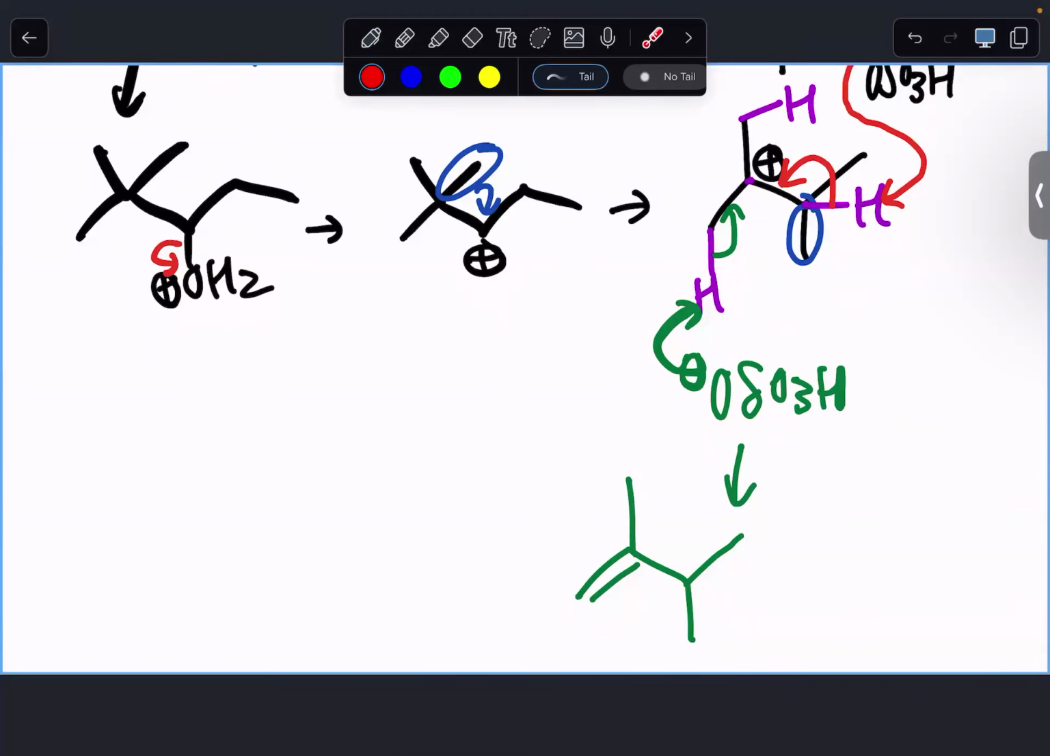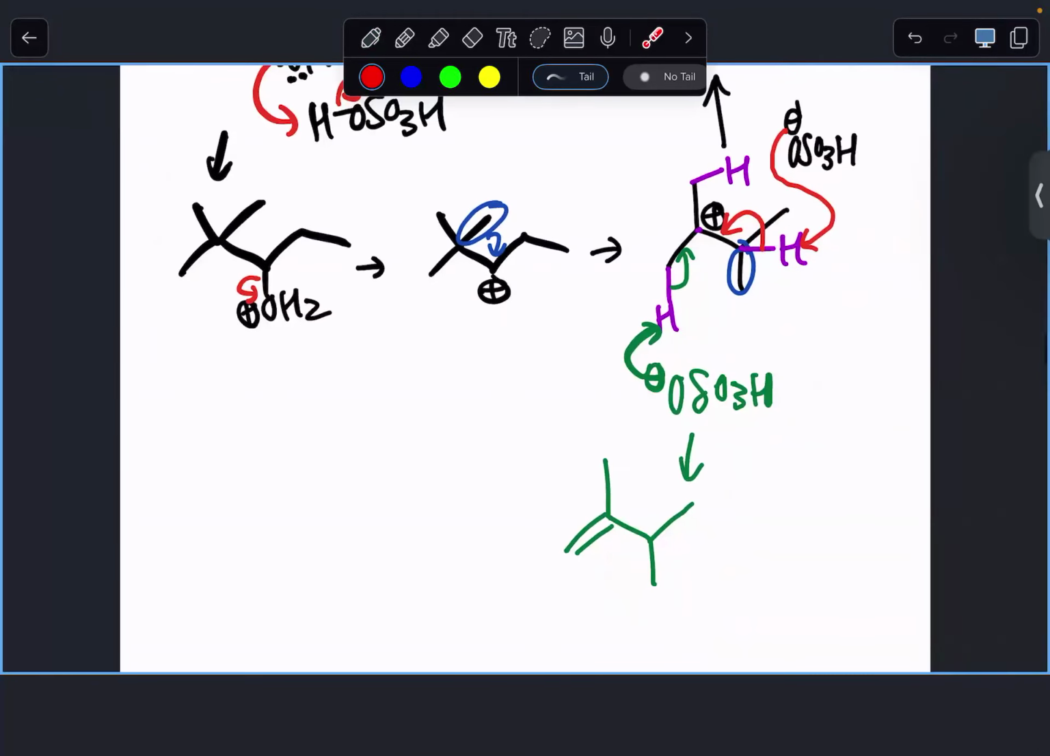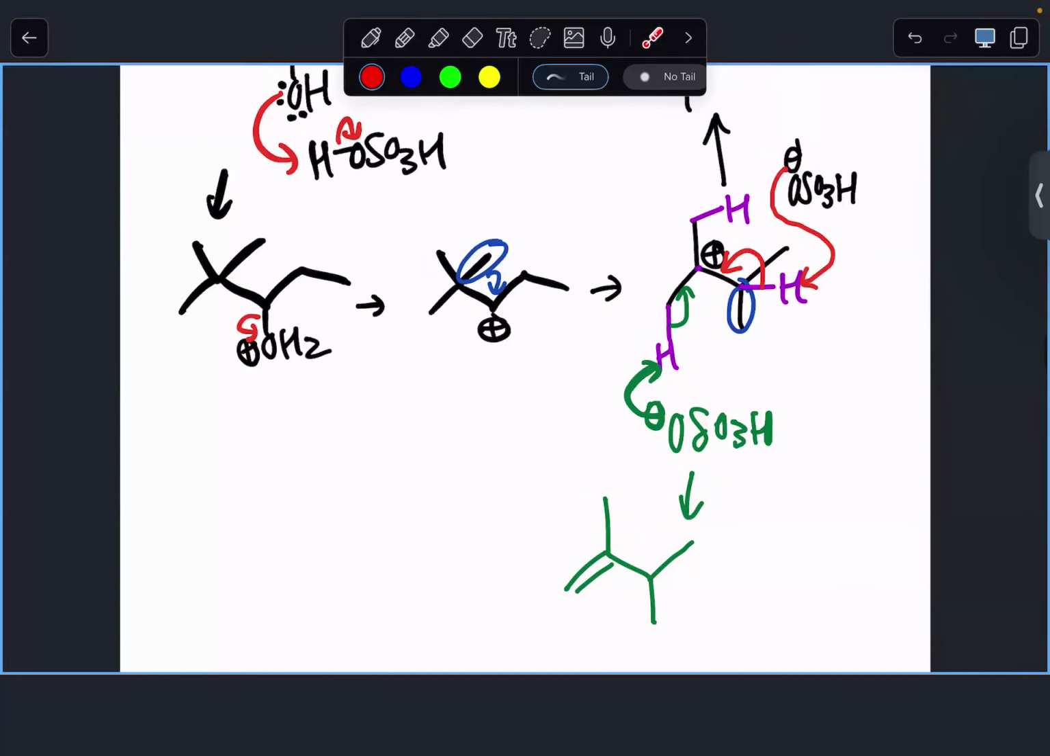Let's see. Would the other unique minor product be grabbing this or no? Let's say we grab this beta hydrogen to form a double bond here. Would that be the other unique minor product, or would it be the exact same thing as this? Yeah, it's the exact same thing because of symmetry.